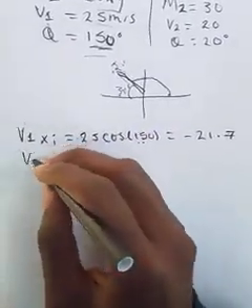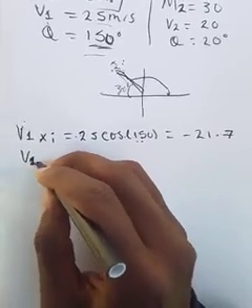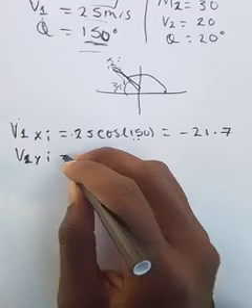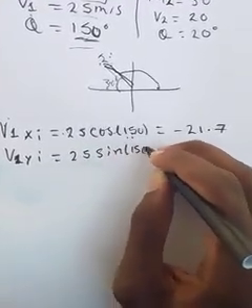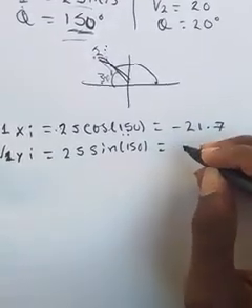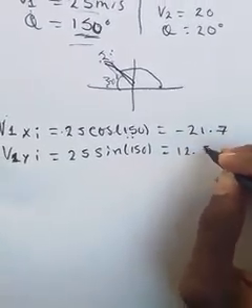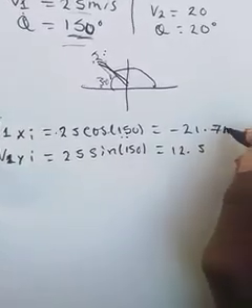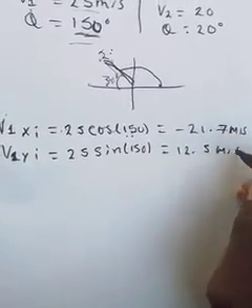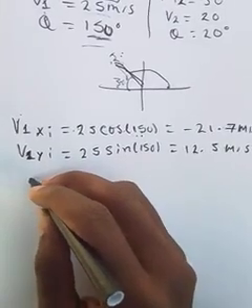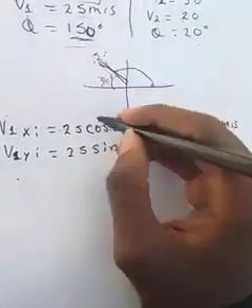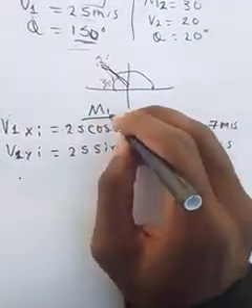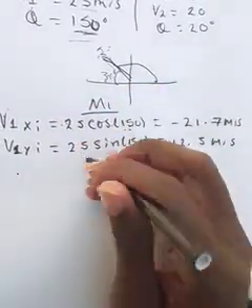And the y is going to be 25 sine 150. This one is going to be positive, so it's going to be 12.5. Let me put M1 to show that we are finding the components for mass one. And then we now go to the second object, M2.